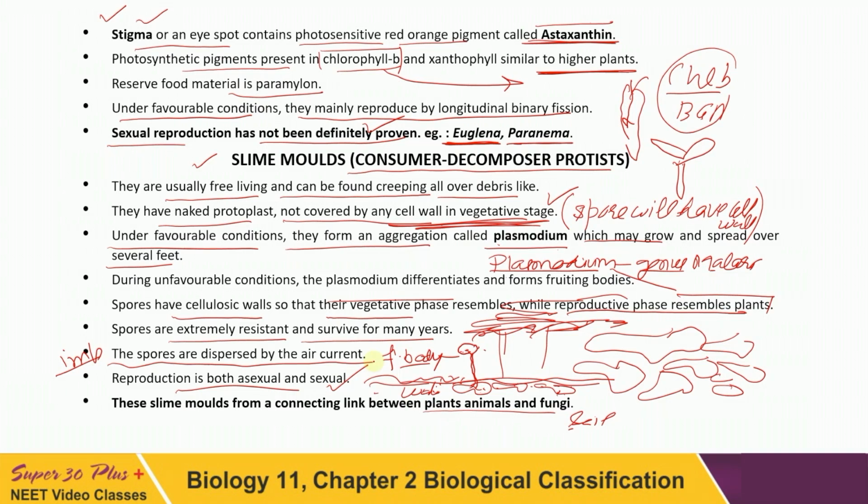How can we say that this is a link between animals, plants and fungi? It is plant-like because it has a cell wall in the spore. Animal-like, it doesn't have a cell wall in the vegetative phase. And fungi-like because it produces fruiting bodies. Fruiting bodies are produced in fungi. That's why the presence of fruiting bodies where the spores will be formed is similar to fungi.